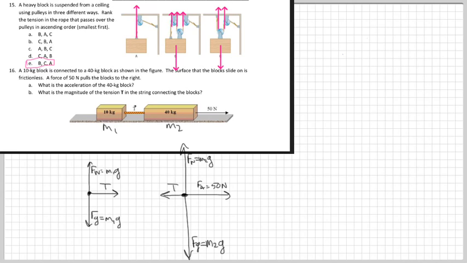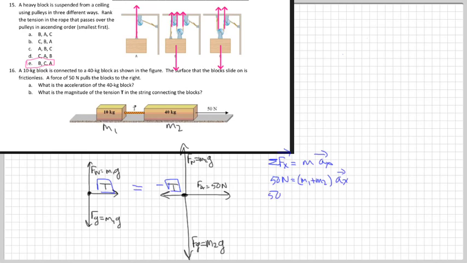I'm going to do free body diagrams for both of these. The diagrams just below those masses represent each of those masses. So the 10 kilogram free body diagram is on the left. It just has tension pulling it to the right. The 40 kilogram block has the applied force of 50 newtons minus that tension pulling it in the other direction. Those tensions are equal, but in opposite directions.